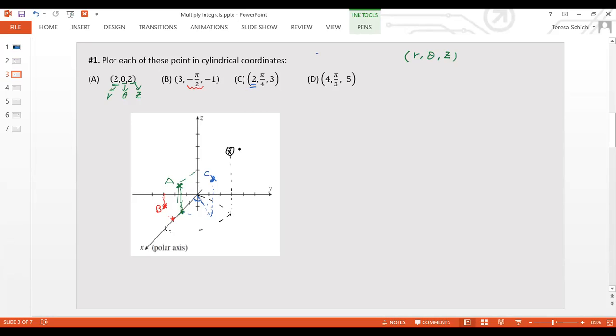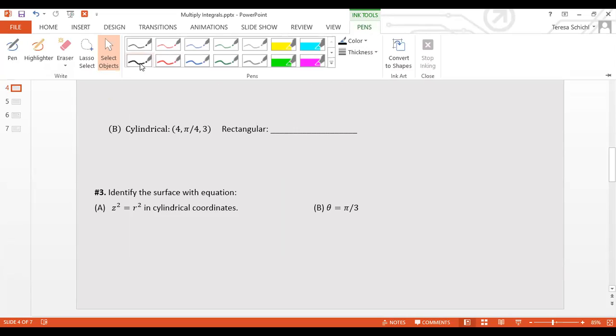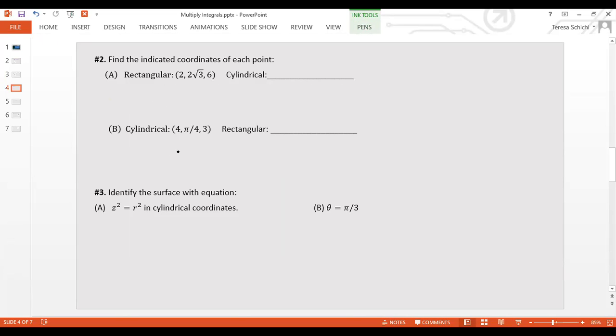So this point here, this is my point D, right? So that's how we graph in cylindrical coordinates. Okay, so now the next thing, let's take a look. This is just very mechanical. Make sure we know how to change back and forth.